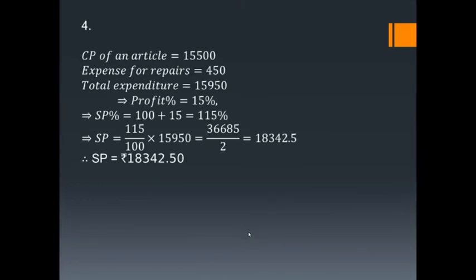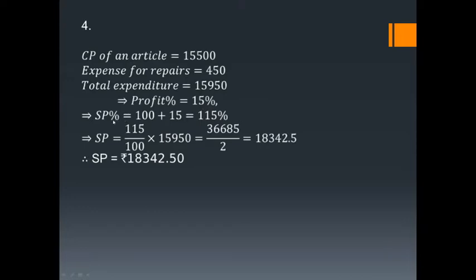The next question is question number 4. The CP of an article is, yes, almost the same as the previous one. The CP of an article is 15,500. After buying that article, we have spent 450 to repair it. That means that article is not good enough, so we have spent 450 for the repair. Then the total expenditure will become 15,950. If you add these two, you will get 15,950. Then we sell that article again at a profit of 15%.